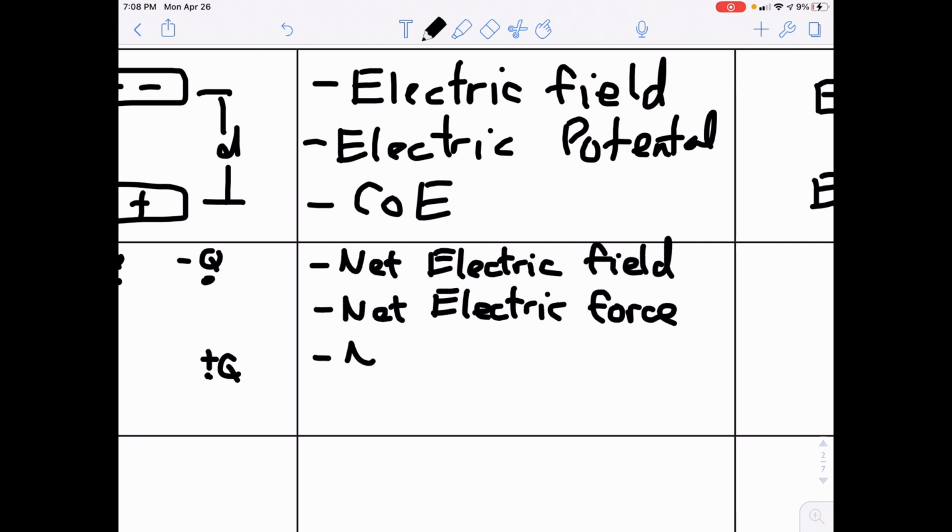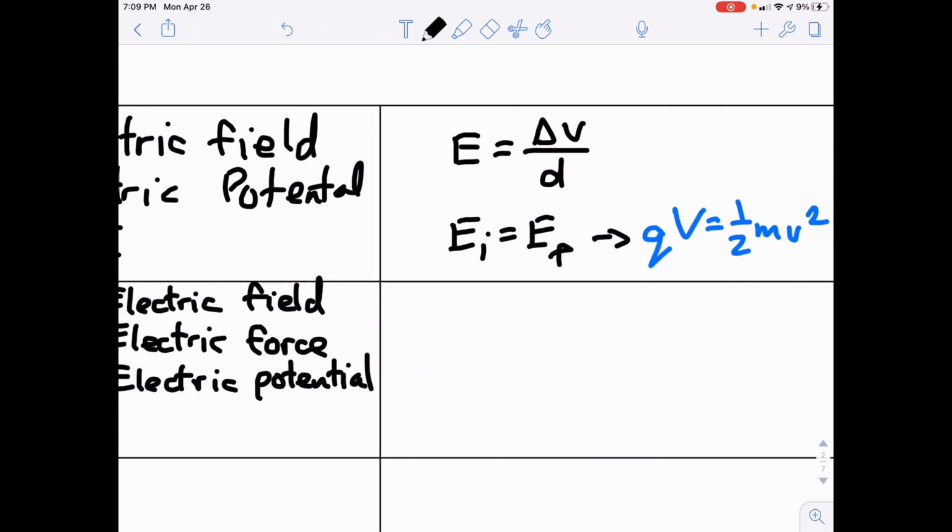And sometimes we're asked to find the net electric potential at a particular region. Every once in a while, potential energy. But these are the most common.